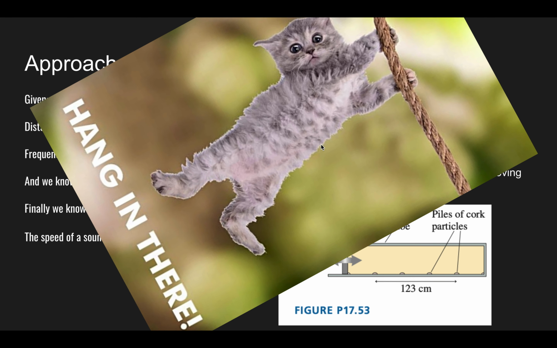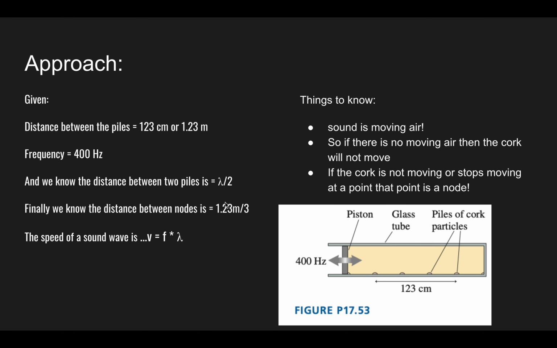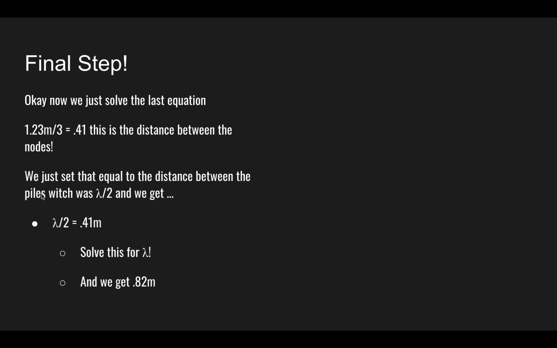Alrighty. I know it's a lot. Just hang in there. This is the final step. It's literally not that hard. We're going to solve this final equation from over here. This is 1.23 divided by 3, which is equal to 0.41. This is the distance between the nodes, the halfway point between those two nodes. We can set that equal to the distance between the piles, which was lambda over 2, because they should be the same distance, 0.41. Now we just multiply both sides by 2 to get lambda by itself, and we get 0.82 meters.